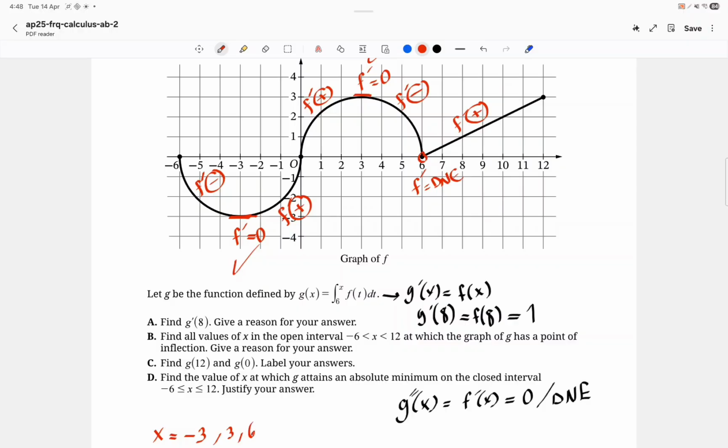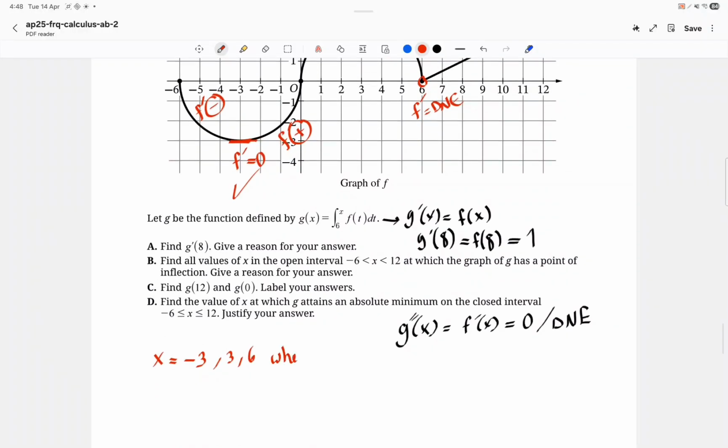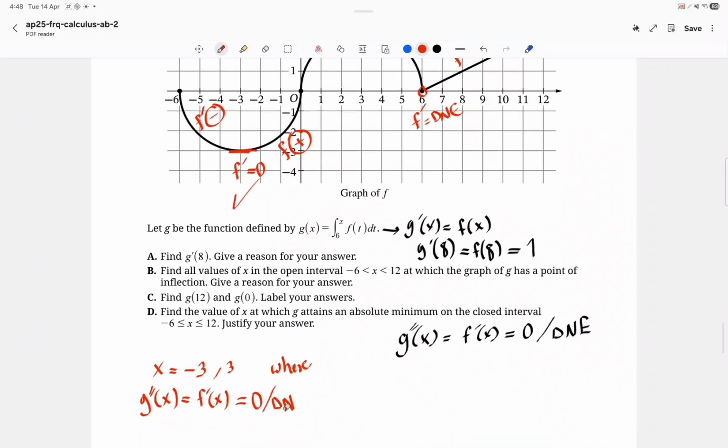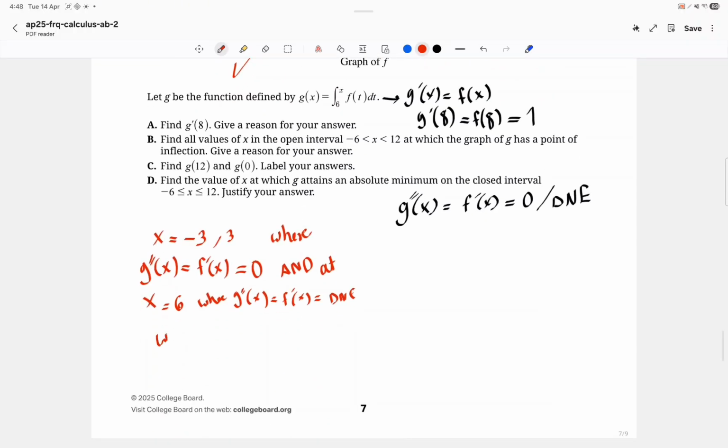-3, 3, and 6. You must say why: where g double prime x, which is equal to f prime of x, is equal to 0 or does not exist. You must say 0 for -3 and 3. And at x equals 6, where g double prime x is equal to f prime of x, which does not exist, with f prime sign change on the left and the right.